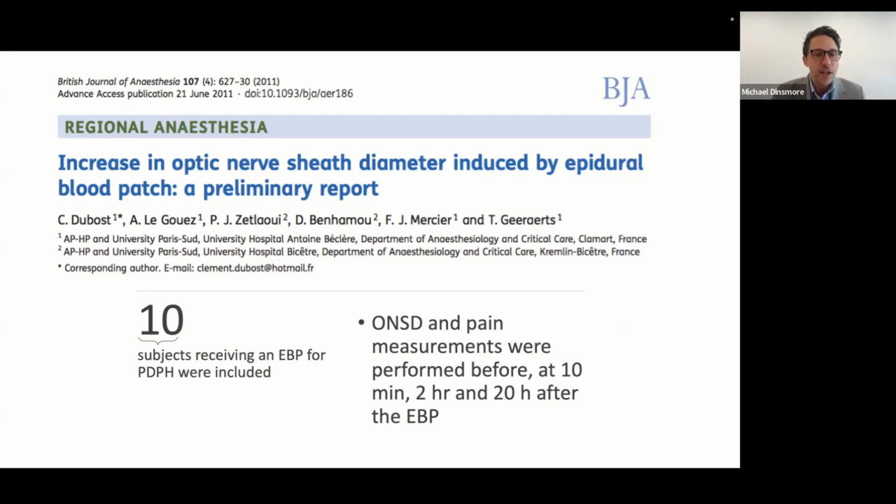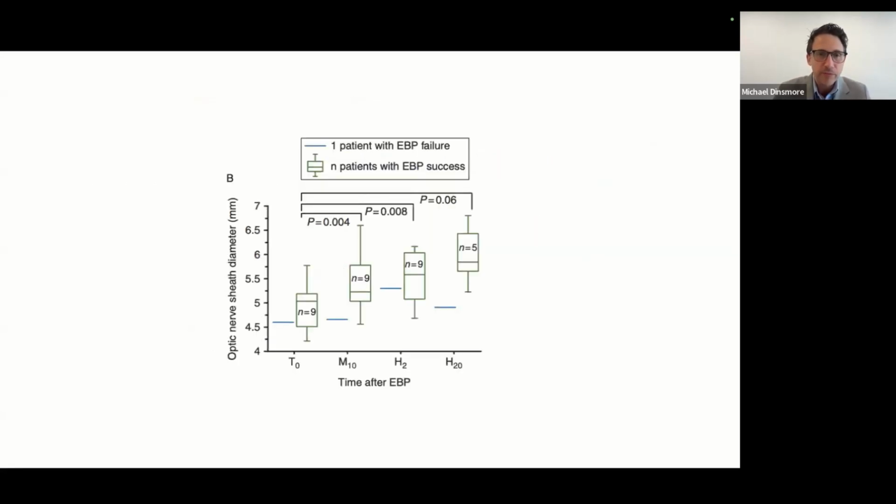So they had 10 subjects that had a post-dural puncture headache. These 10 patients had an epidural blood patch for treatment. And they measured the optic nerve sheath diameter before the epidural blood patch, and then again at 10 minutes, 2 hours, and then 20 hours after the epidural blood patch.